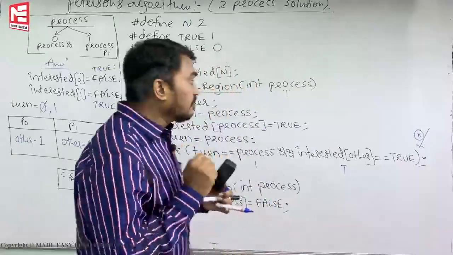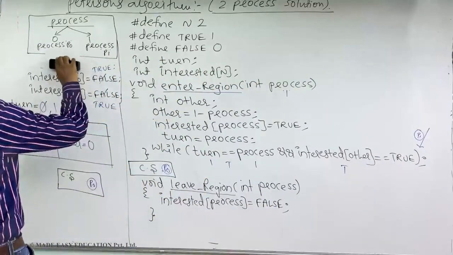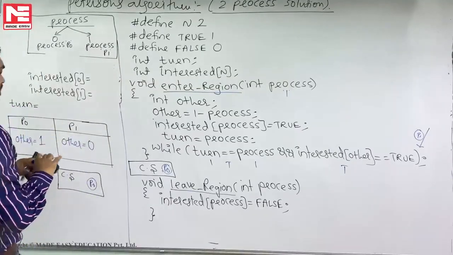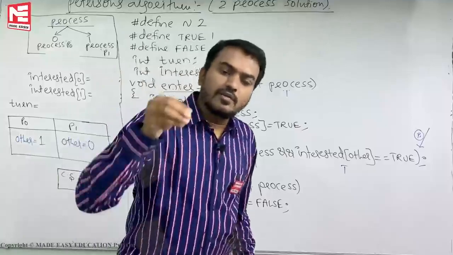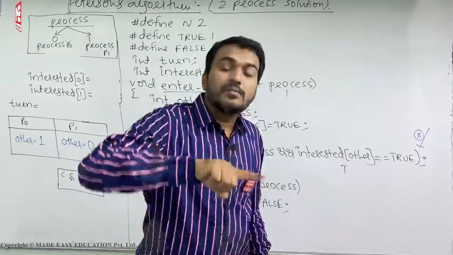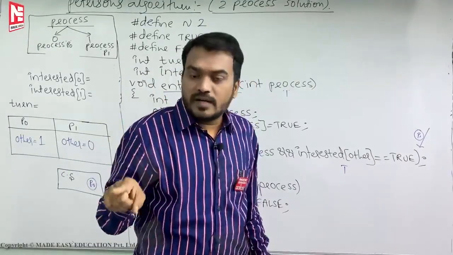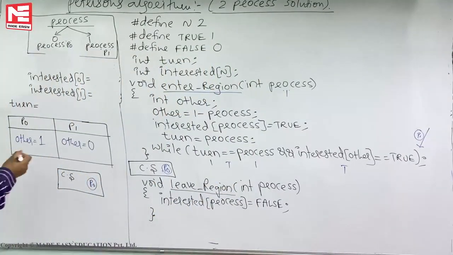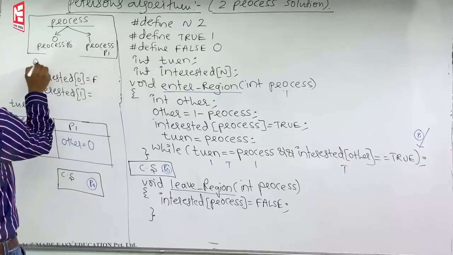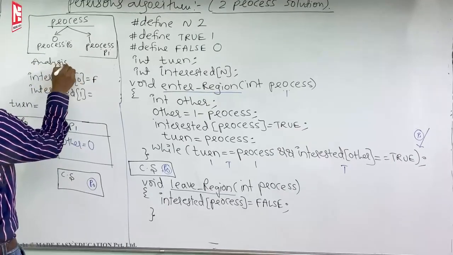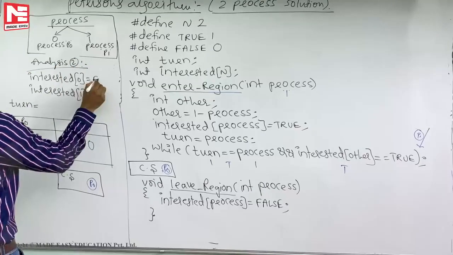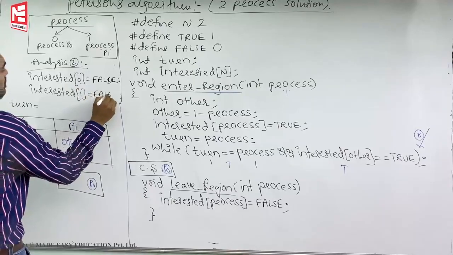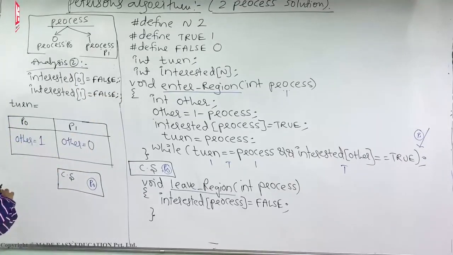So next, you do the analysis again, analysis 2. Copy all these values. This time, bring P1 into the CS first, and after that check P naught. Write down all the values clearly. Take it as analysis 2, with the initial values: interest of 0 false, and interest of 1 also false. And next, there are no values here.